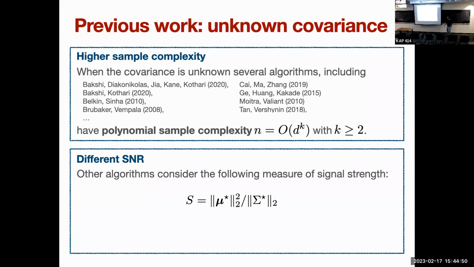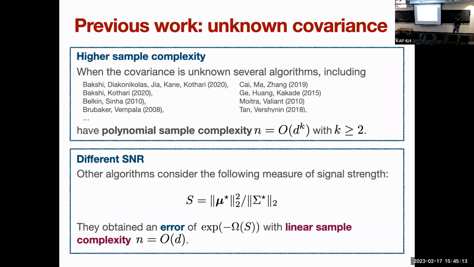And there are other algorithms that consider a slightly different kind of signal to noise ratio. Before, I told you there are many different directions in which I can have variance, and I want to measure the variance in a very specific direction. But you can also measure the variance in the worst possible direction. So you could try to generalize the baby steps that we talked about, but taking the worst possible direction instead. That would be this quantity. And what people can prove with this quantity is actually almost what we want: you obtain an error that decreases as minus the exponential of minus this s with linear sample complexity.